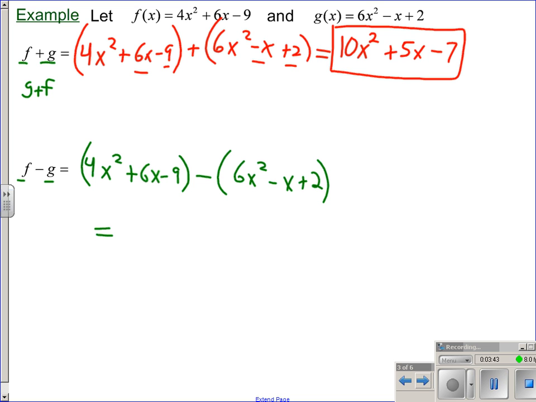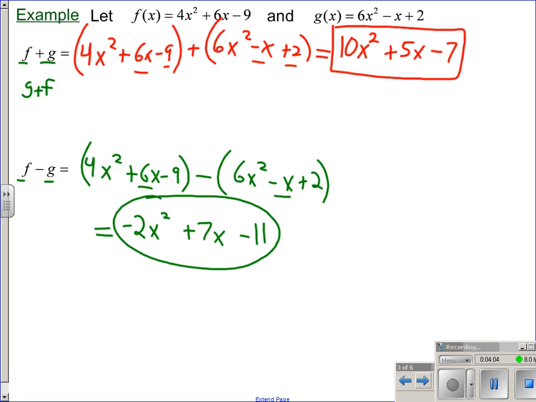So, again, like terms. We got 4x squared. We are subtracting 6x squared. That's a negative 2x squared. We have 6x. We are subtracting a negative x. So that becomes plus 7x. We got a negative 9. We are subtracting 2. That becomes minus 11. All right. That's the addition and subtraction.